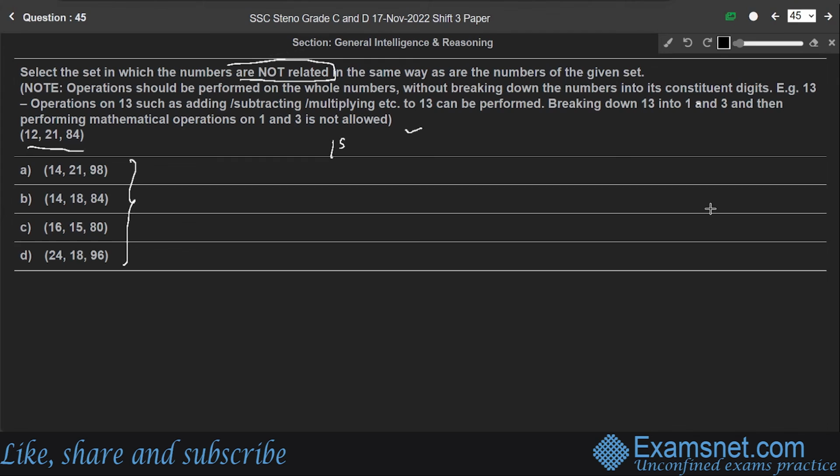The first number is 12. The second number is 21, whereas the third number is 84. Here the logic is: divide the second number by 3. 21 by 3 is 7. Then multiply the first number by 7. 12 into 7 is 84, which is the third number.